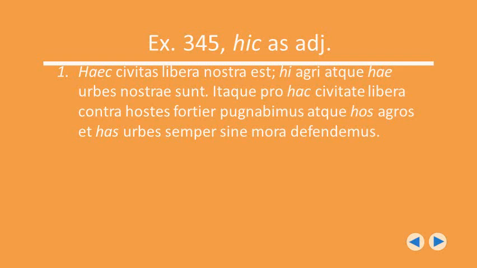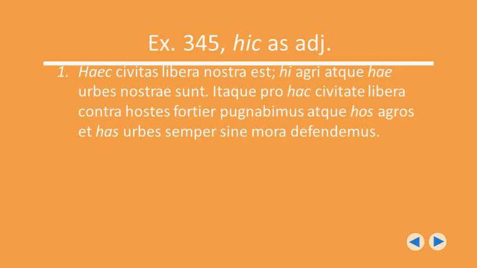Now we're going to look at our exercises. So first of all, we're going to look at number 1 together, and this is hic, haec, hoc as an adjective. So we have sentence 1: haec civitas libera nostra est, hi agri atque hae urbes nostrae sunt, itaque pro hac civitate libera contra hostes fortius pugnabimus, atque hos agros et has urbes semper sine mora defendemus.